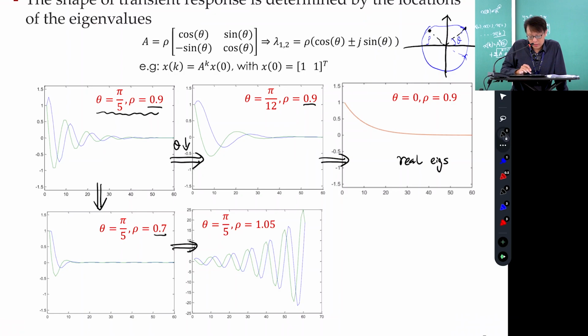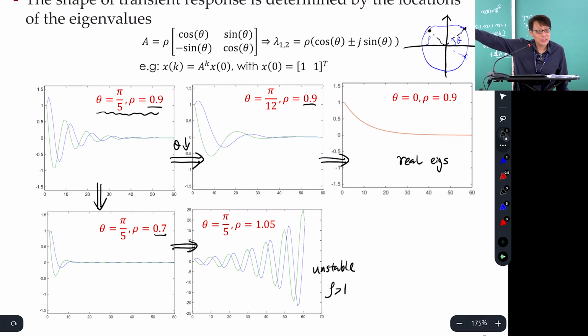And from here to here, I increased rho. I also studied the effect of rho. Rho becomes bigger than 1. What you see is diverging, right? This is unstable now. Why? The eigenvalue is bigger than 1. It's outside the unit circle. It's unstable. So your system actually diverges eventually.